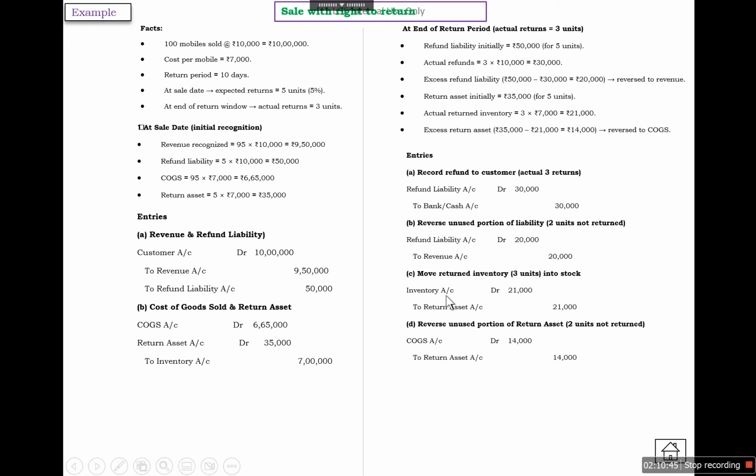And the 3 units we will take into inventory. So inventory will be increased, and the return asset that we created here will be cleared for the 3 units, and for the remaining 2 units that have not been returned, we will increase the COGS and the return asset will be credited. So the return asset is also cleared. It was a 35,000 balance here, so it was cleared by 21,000 here and 14,000 here. So this balance is clear, and the return liability credit balance of 50,000 was also cleared. For 3 returns we debited 30,000 refunded, and for 20,000 we booked the revenue.